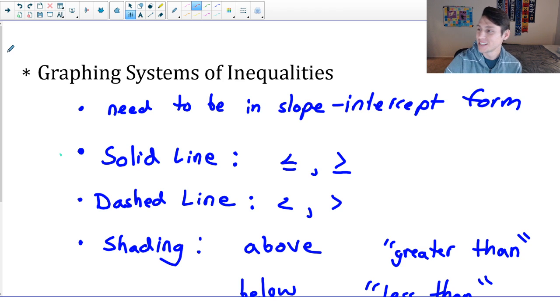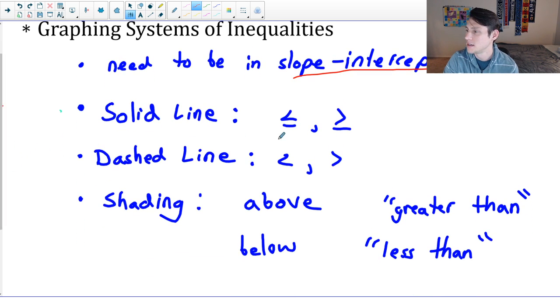So a couple things will help us out. First off, we really prefer everything to be in slope-intercept form. And for inequalities, it really needs to be, because we have to shade. We'll draw a solid line if we have less than or equal to or greater than or equal to, and a dashed line if we just have less than or greater than. And we have to shade.